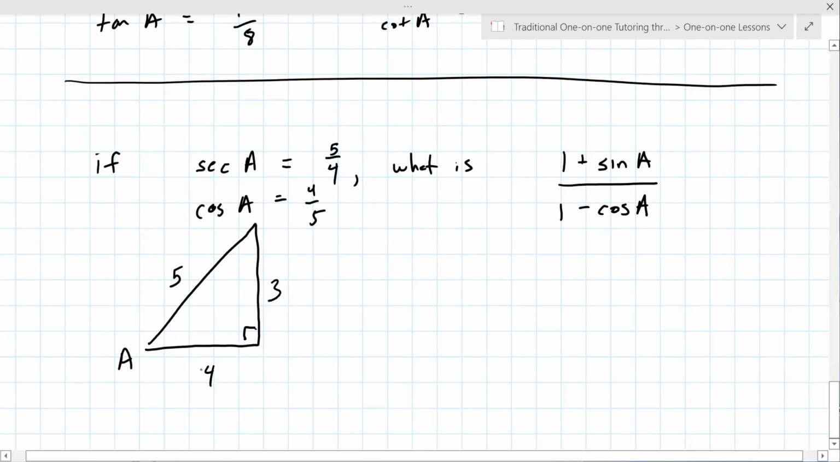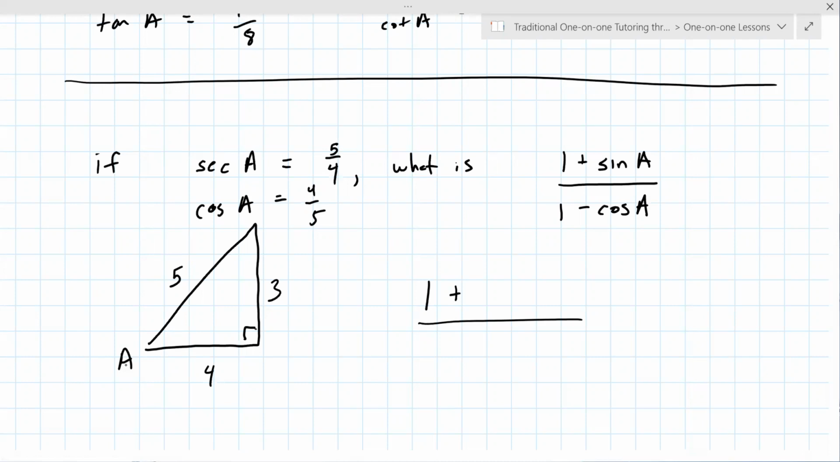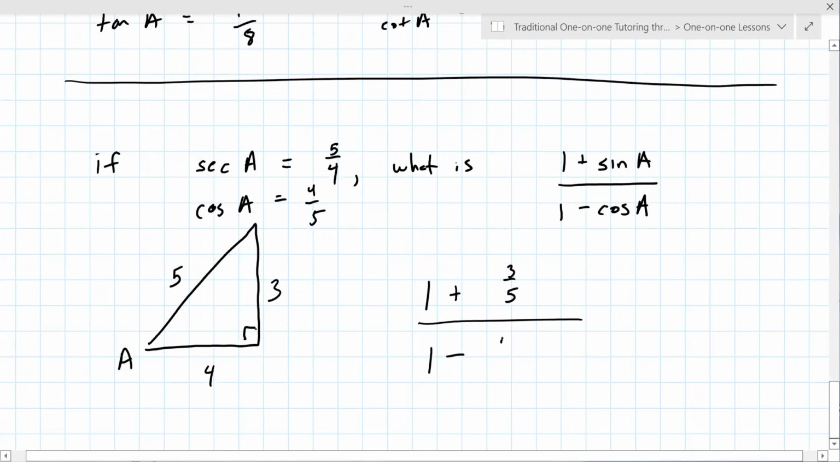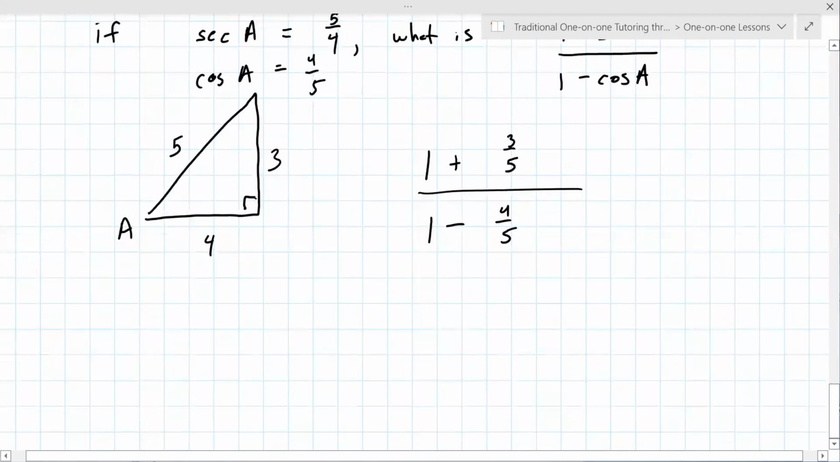So now what is sine A? Sine A is 3/5. And then cosine A we just found. So a little bit of synthesis: you got to figure out the triangle, and then you got to use the triangle to find these other things, but you're not done.